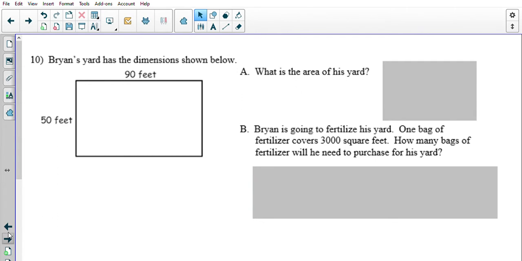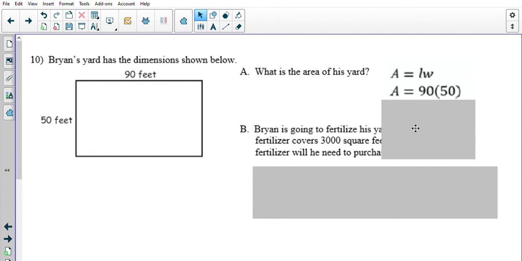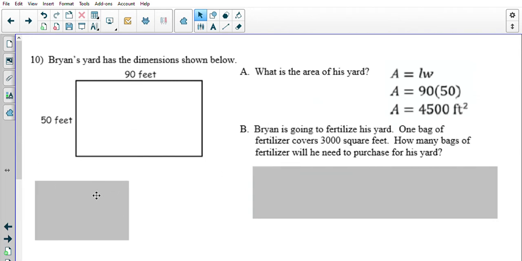So number 10, Brian's yard has the dimensions shown below. Makes a little bit more sense, a rectangular yard. First thing we need to do is find the area of the yard. Well, it's a rectangle, so we do length times width. That means we do 90 times 50. You can use the dot for multiplication as well. I use parentheses here. It's going to get us 4,500 feet squared, or 4,500 square feet.